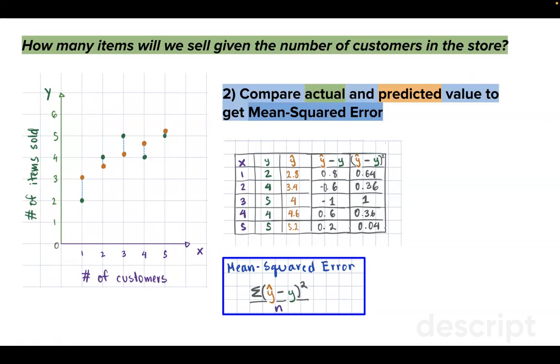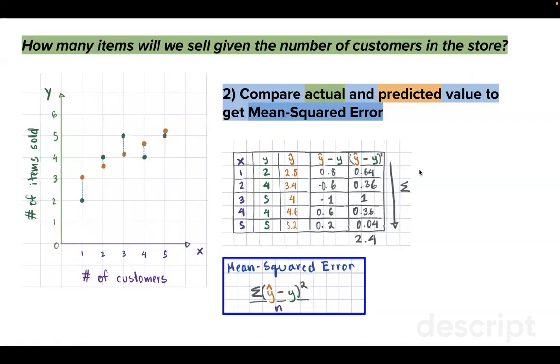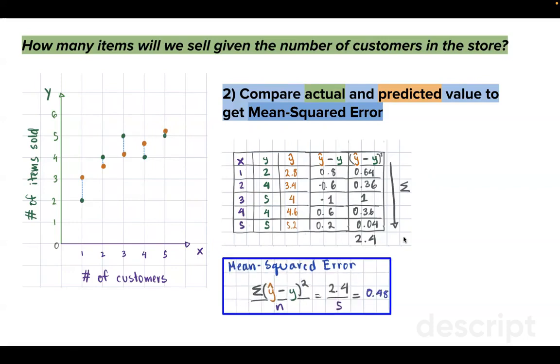Once we get the squares of these differences, we can add them all up, which is signified by the summation. So adding up all the values over here to get 2.4. Finally, once we have all of that, we can divide this by the number of observations that we have, which in this case is 5 total observations. This gives us a mean squared error of 0.48.